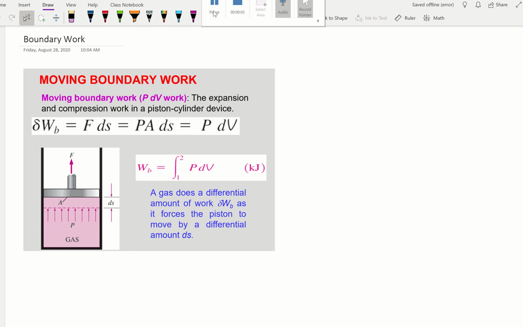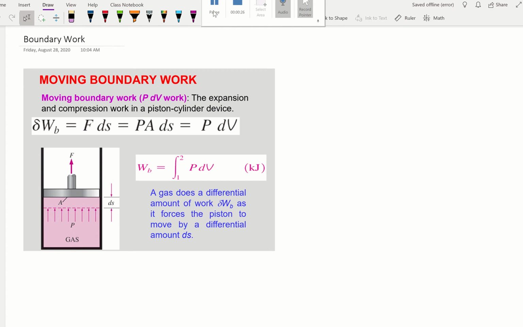Hi, in this video we're going to look at boundary work. We're talking about an enclosed system. If there's a rigid vessel, in that situation there's no boundary moving. However, for a piston, there's boundary work, when the piston goes down to compress or goes up to let the air inside the system expand.